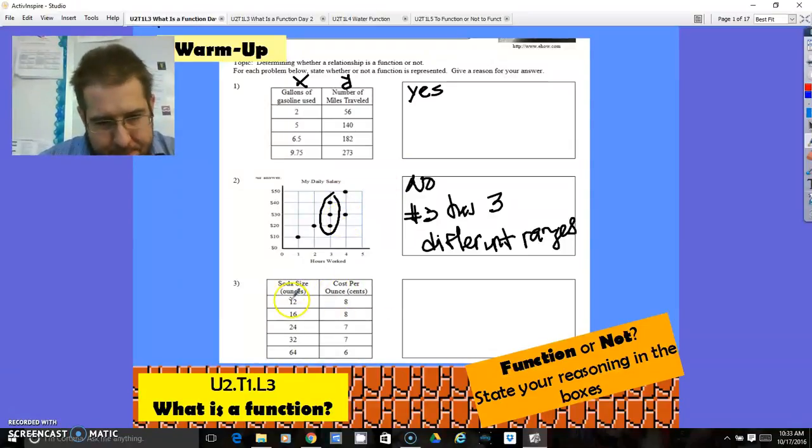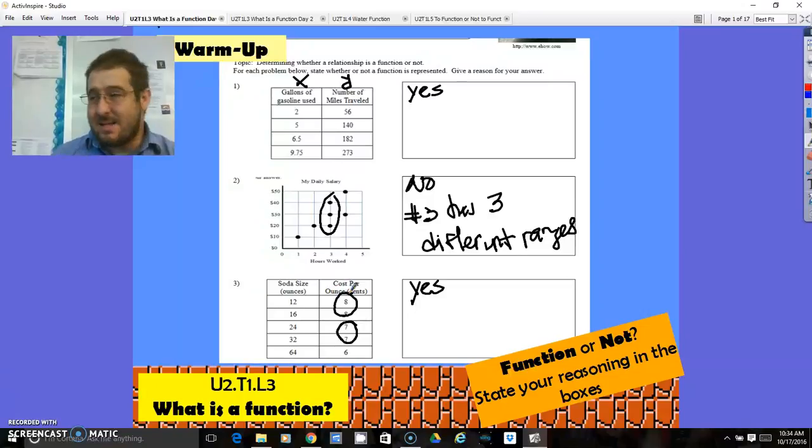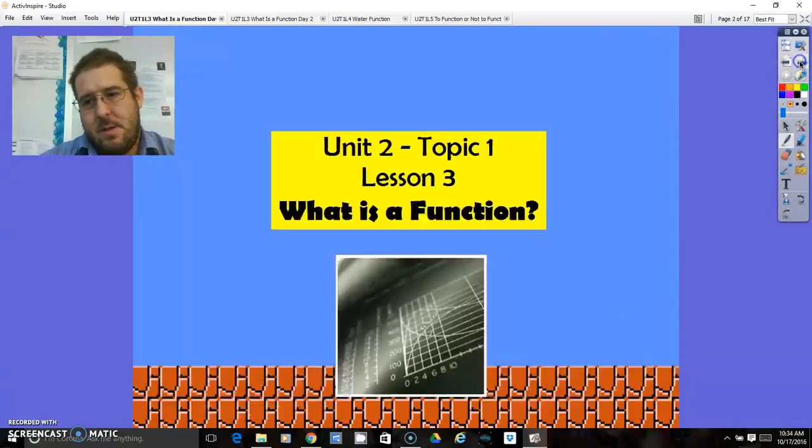All right, number 3. 12, 8, 16, 8, 24, 7, 32, 7, 64, 6. This is a function. And some people might think it's not a function because, oh, look here, we got 2 7s and we got 2 8s. That doesn't matter. It only matters that each domain has exactly one range. It doesn't matter if the same range has 2 different domains. That is irrelevant. All right, done with the warm-up.